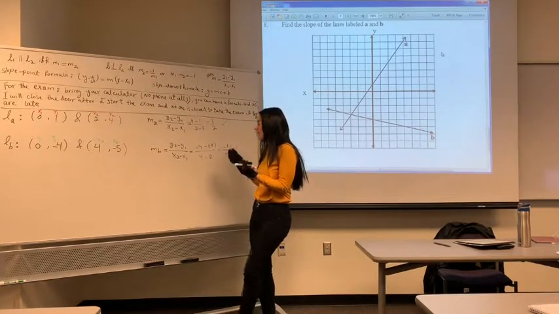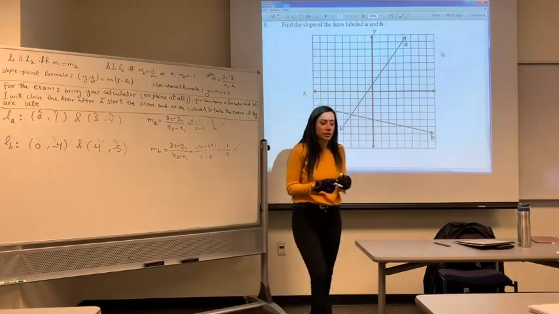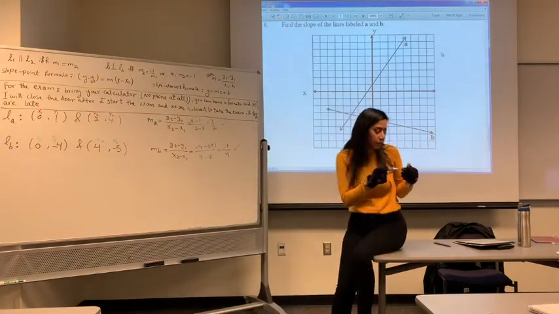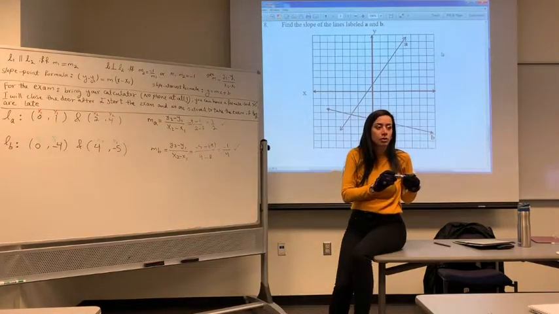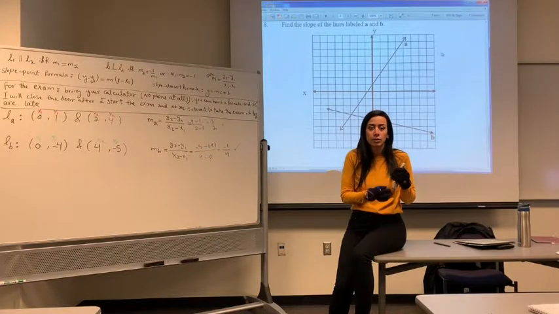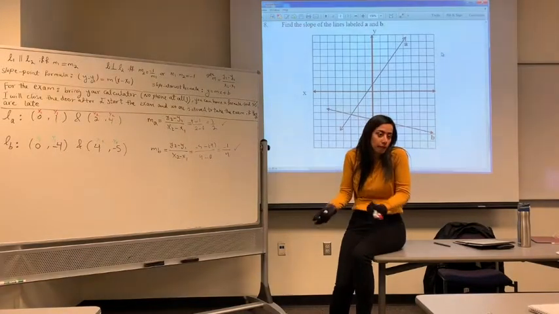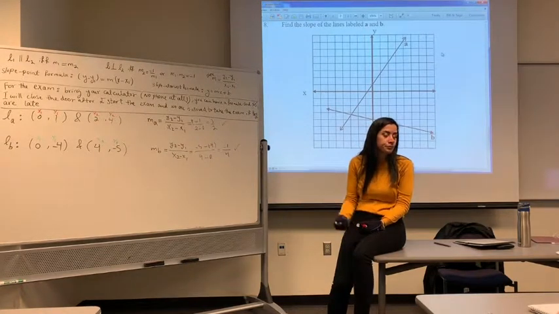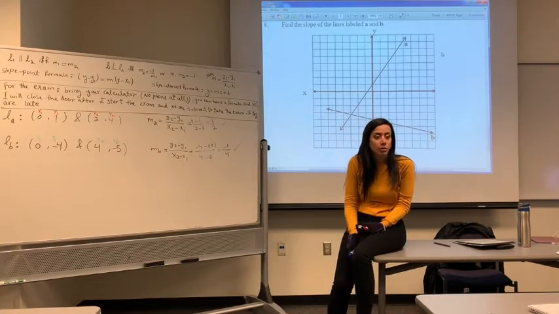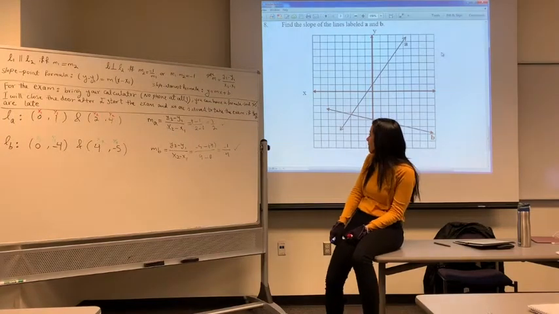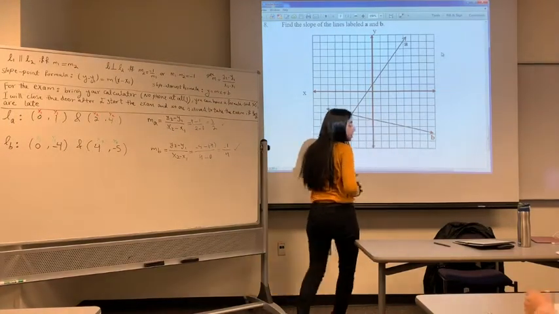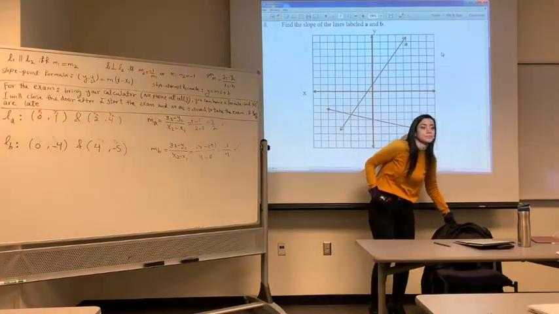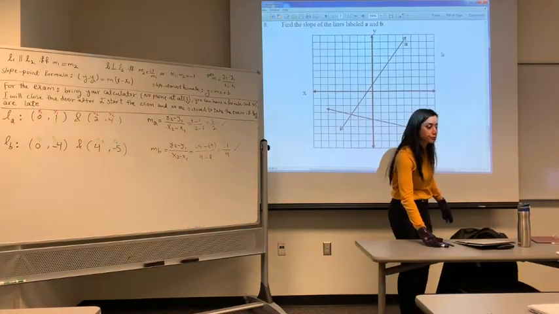So, we don't see any relation between these two lines, okay? Neither perpendicular nor parallel. Am I right? Because the slopes are not equal and the slopes are not negative reciprocals. Okay, so that's why. Do you have any questions? No?